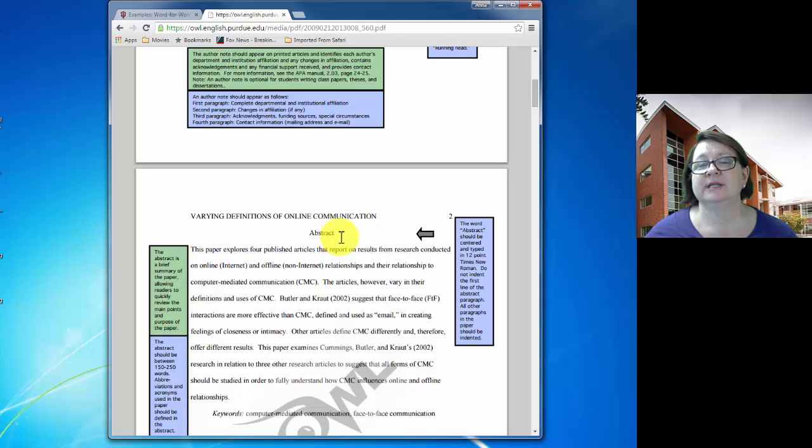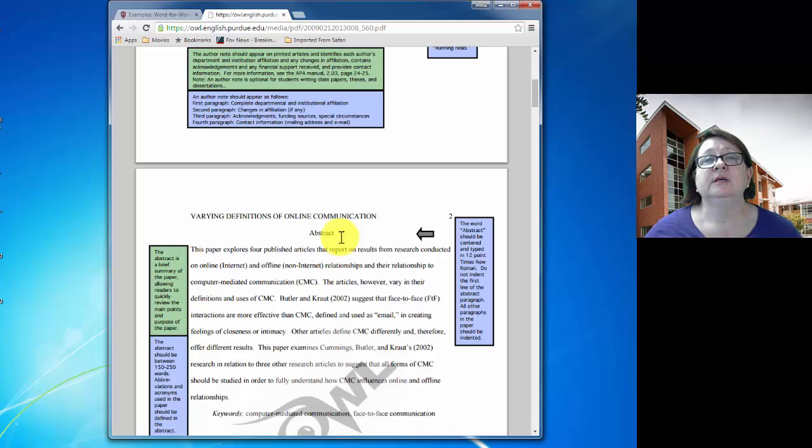APA style requires an abstract, which is a brief summary of the paper, allowing readers to quickly know what it's about, but not all teachers require an abstract. I've had more students turn abstracts in to me that I didn't assign. It's fine. I'm not going to deduct points because they did an abstract.